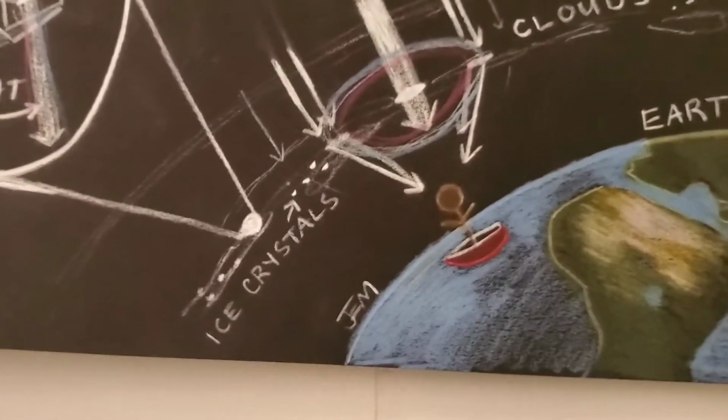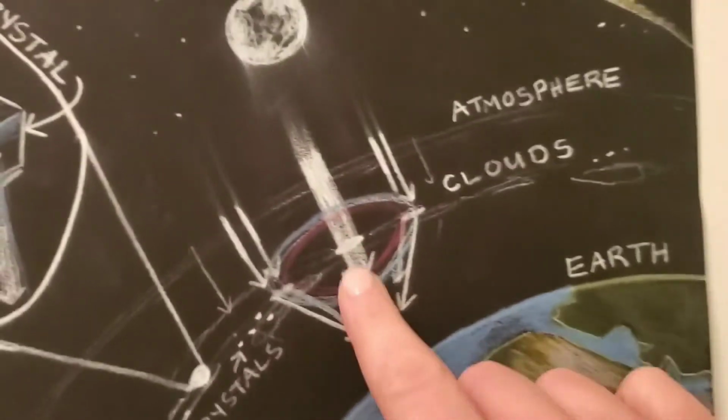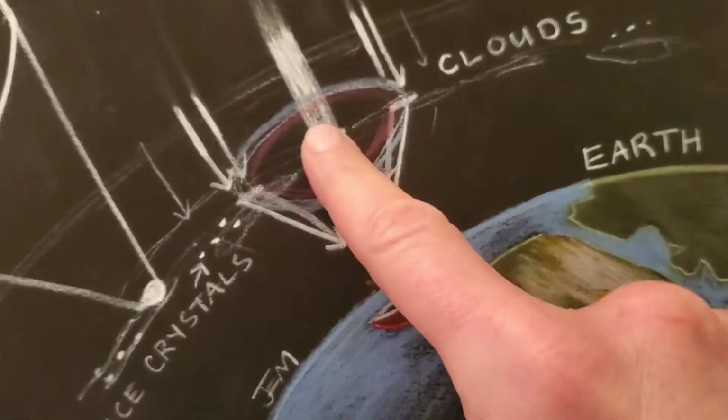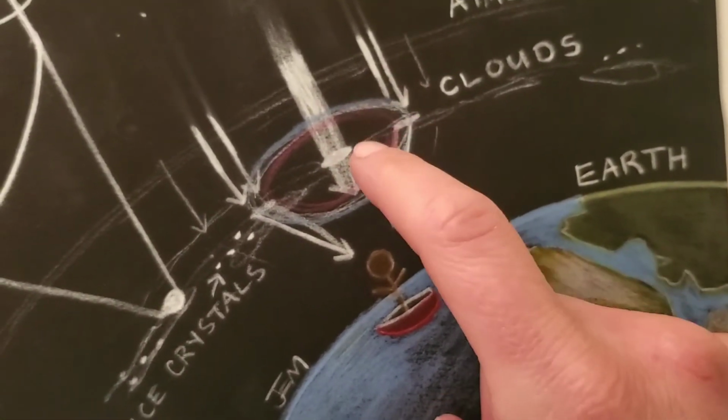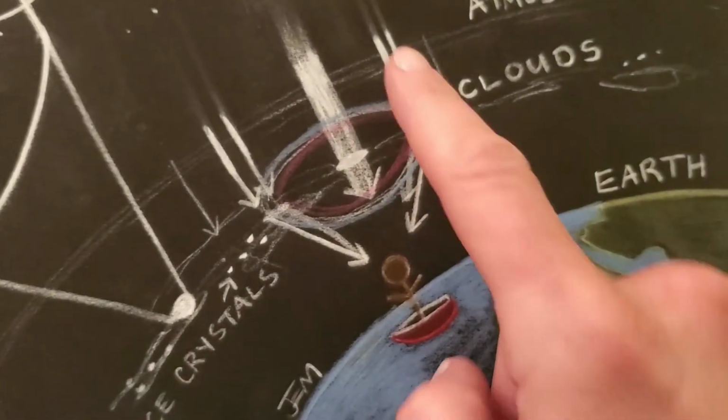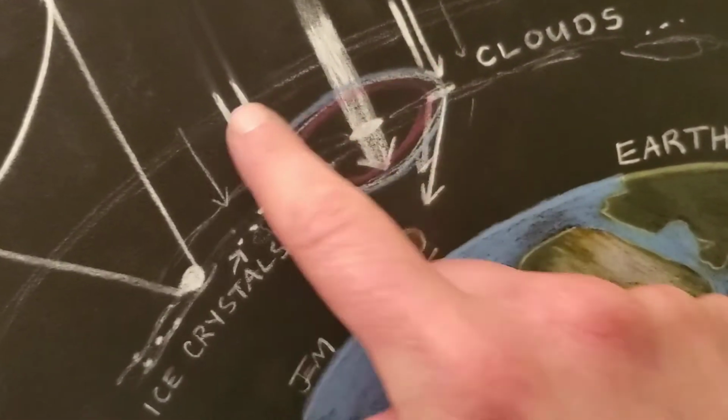And so what happens for us as a viewer is we're standing there and we can see the light coming in from the moon, and so we see the moon. But what we're also seeing is all of that light getting bent at 22 degrees.